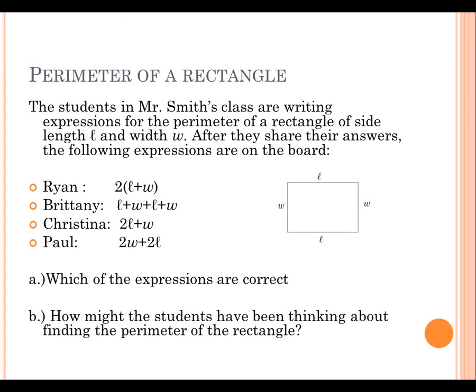Brooke, what do you think? Ryan? You think Ryan is correct? Okay, why do you think Ryan is correct? Because he's multiplying. Yep, he's multiplying 2 times the width and length, and that's exactly what we found, right? Avery, is there anybody else who might be right?